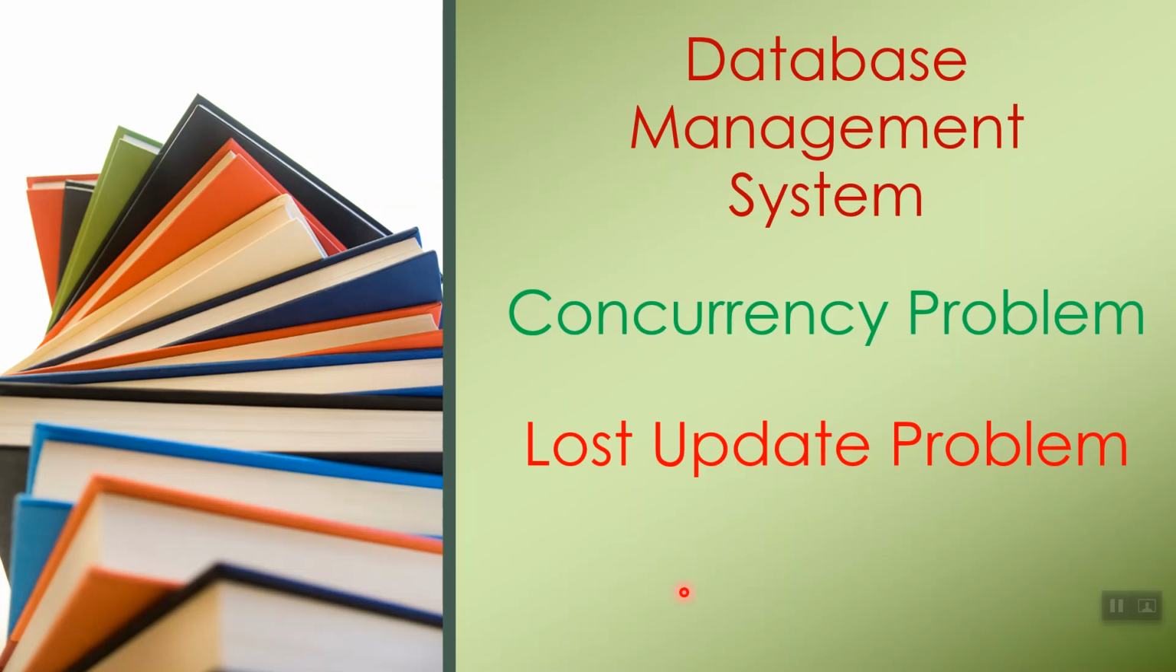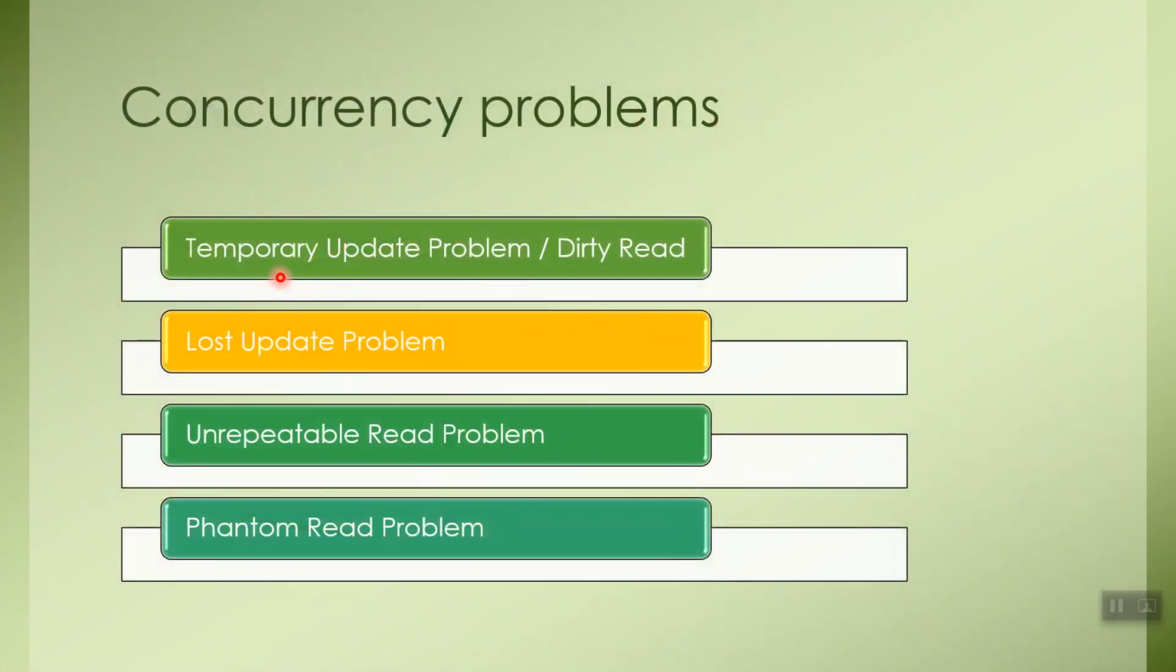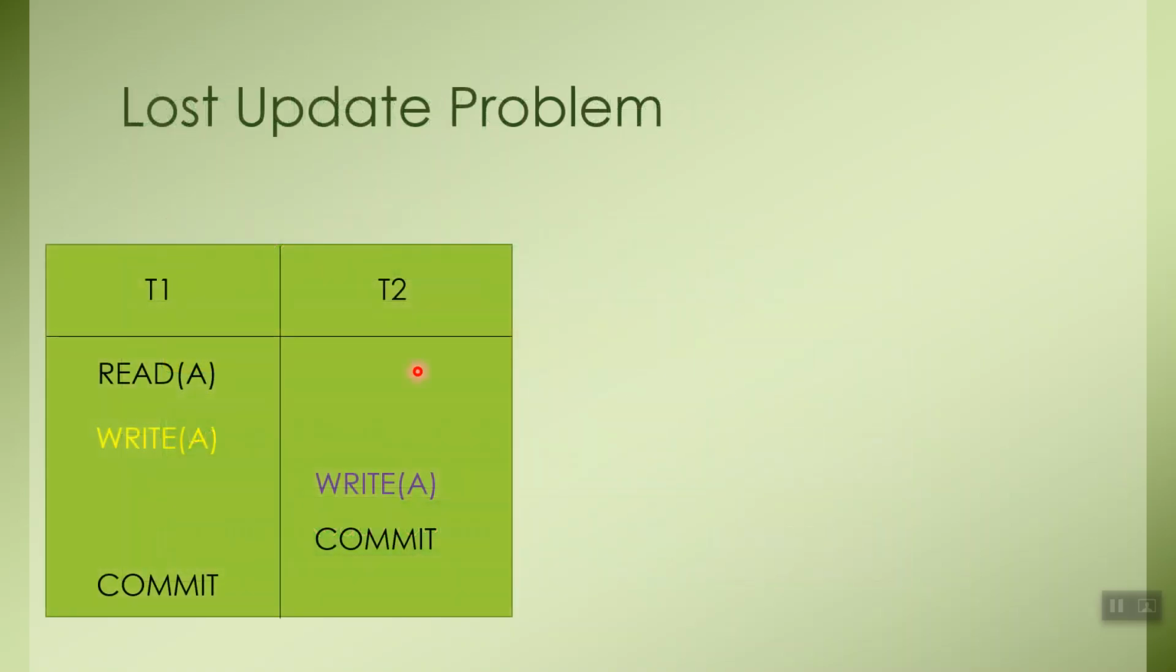Hello friends, let's start with the next concurrency problem, which is the lost update problem. In the last lecture, we have already seen the temporary update problem or dirty read problem. Now, in this video, we'll be looking at the lost update problem. So let's start with an example.